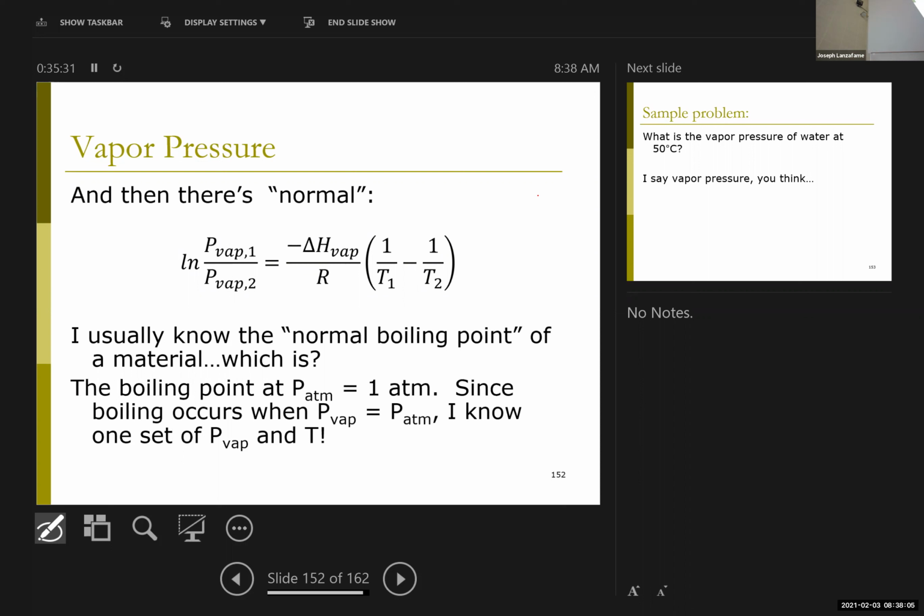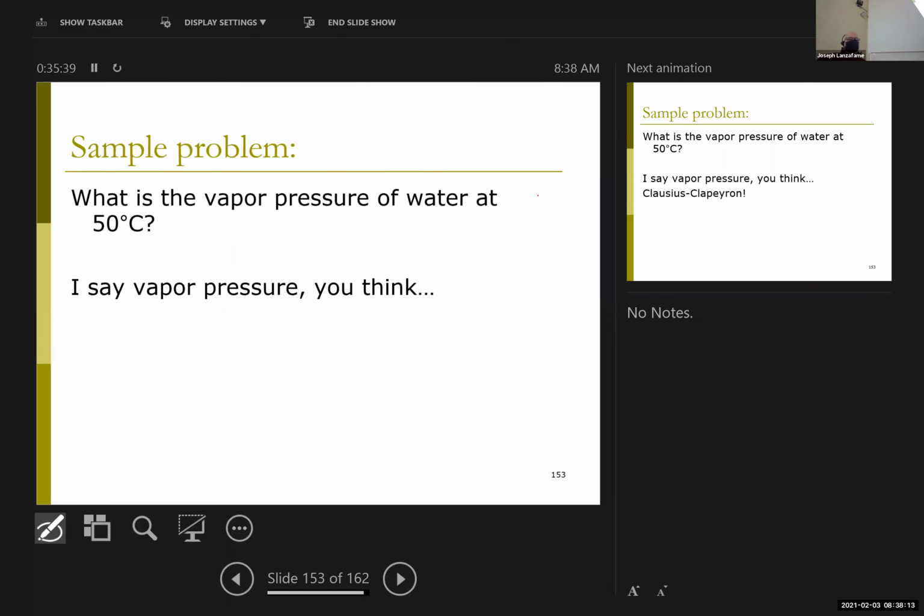R is the gas constant. I always know that. So all I need is delta H of vaporization. And so there's 2 ways I can use this, right? I could determine the vapor pressure of water at a different temperature. Right? For example, I might want to know what the vapor pressure of water is at 50 degrees C.